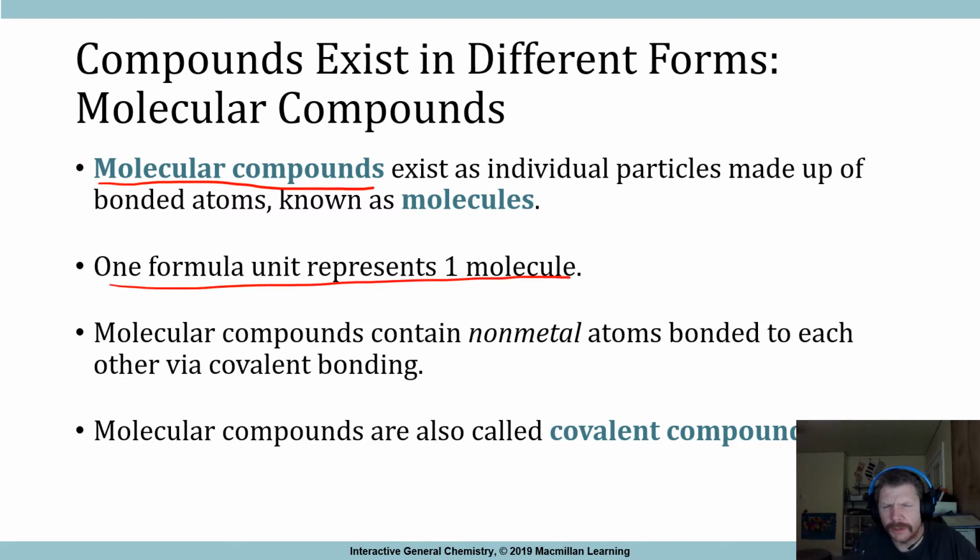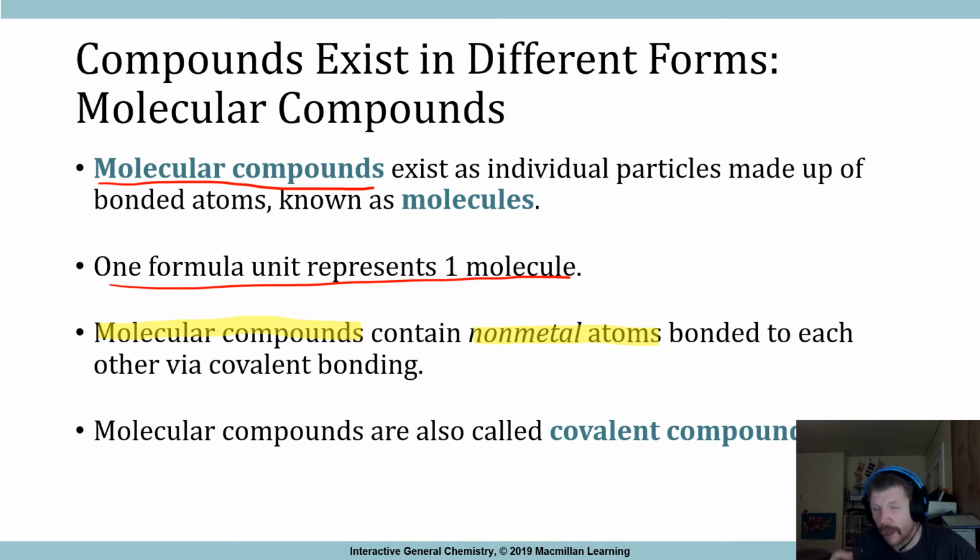And this is a little bit subtle, but I think that you'll pick up on it as we go through some examples. Molecular compounds, this is a very important descriptor of a molecular compound. They contain non-metal atoms bonded to each other via covalent bonds. Okay, so make those two terms interchangeable, molecular and covalent.